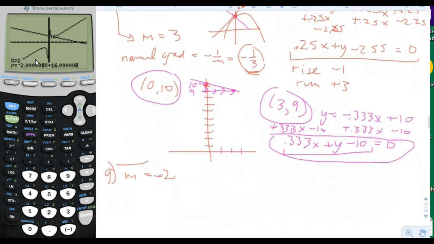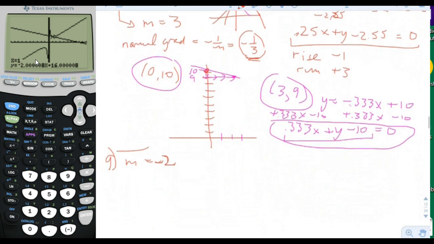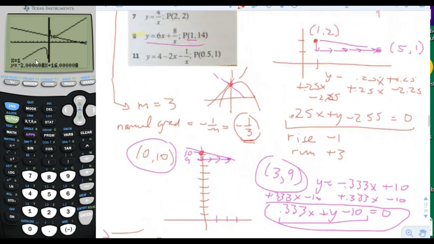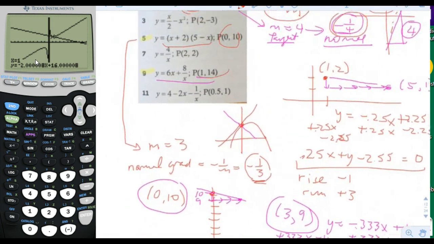Okay. And of course, you could also take the derivative and then substitute in x equals 1. That would also give you the slope, right? And now what about the normal gradient? The normal gradient would be equal to negative 1 over m, which is equal to 1/2, right? Because it would be negative 1 over negative 2, which would be 1/2. So the normal gradient is 1/2. And we do know that one of the points we're looking for is (1, 14).